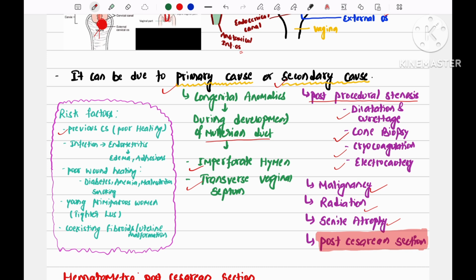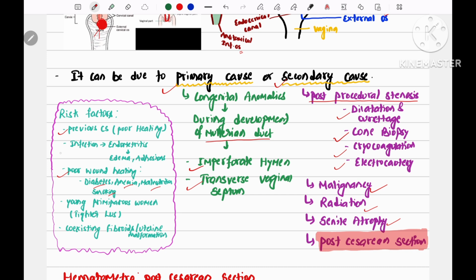due to the poor healing, the female may be having diabetes, anemia, malnutrition, or she may be smoking. Due to these factors there can be very poor wound healing, which leads to the formation of a scar or any tissue that can lead to obstruction. So one risk factor is the previous cesarean section, and another risk factor is diabetes, anemia, malnutrition, and smoking.